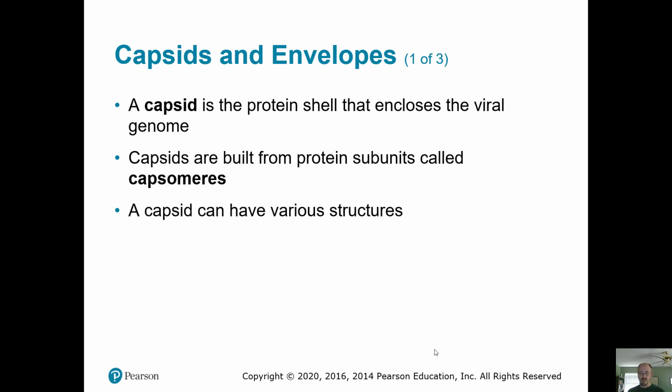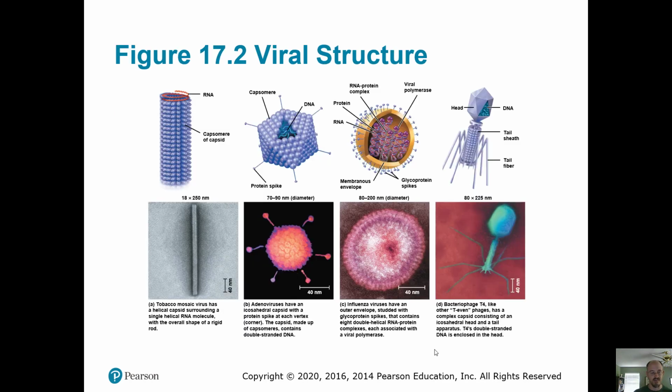So their typical structure, this does vary, but their typical structures, they have an outer protein shell called a capsid. Okay, and capsids are made of subunits called capsomeres. Okay, so these little protein components stuck together, making this outer covering. And there's lots of different kinds of proteins. So your capsid can vary, your genetic material can vary.